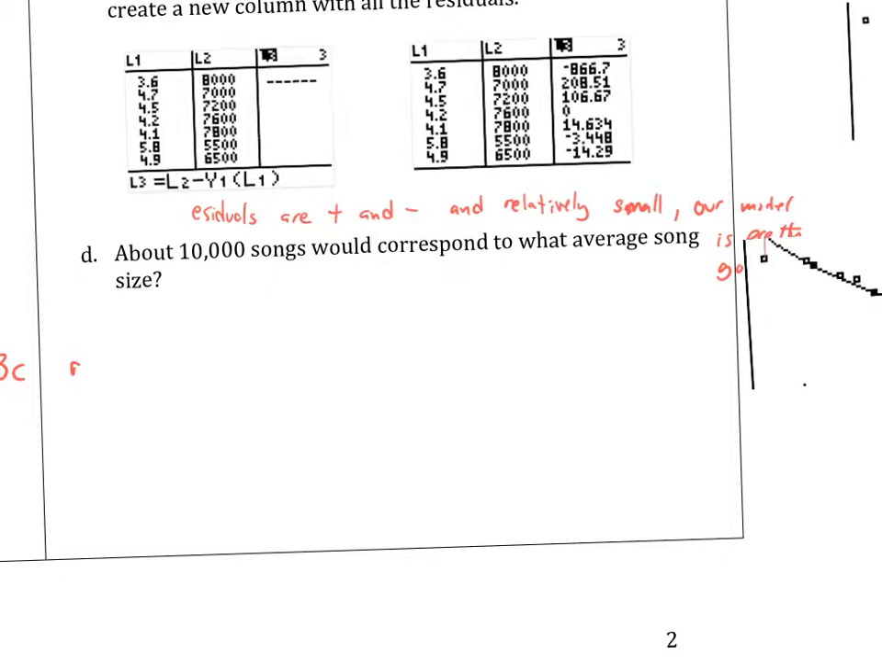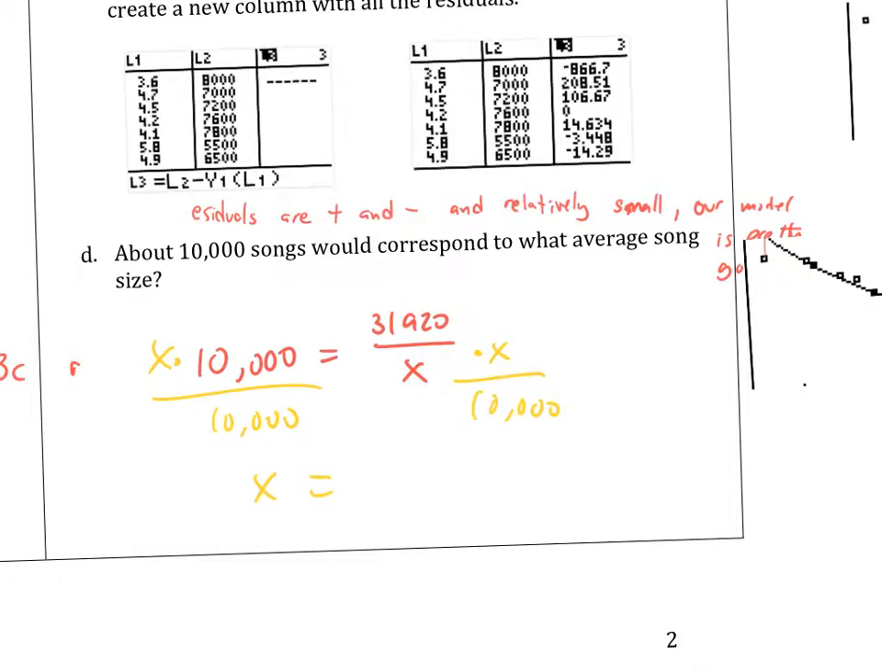So about 10,000 songs averages to what? Well, that's pretty straightforward. All we have to do is put 10,000 into my formula, which would be 31,920 divided by x. So if I take the reciprocal of both sides, or multiply by x, some of us probably prefer that method. So multiply both sides by x, and then divide by 10,000. I get x is equal to 31,920 divided by 10,000. 3.192 megabytes per song is about what we expect.